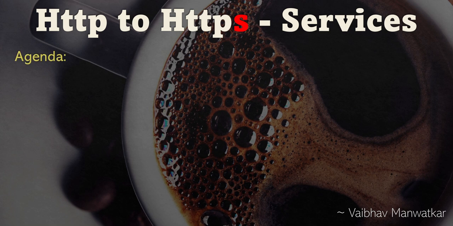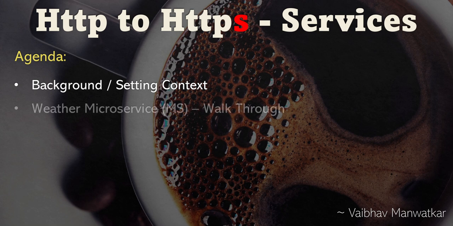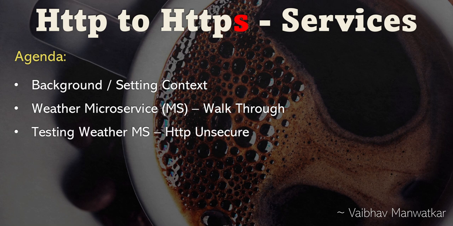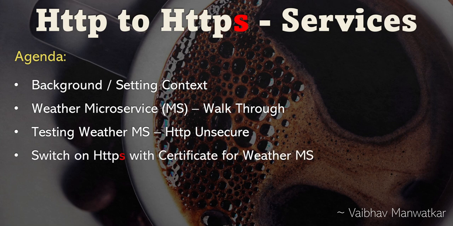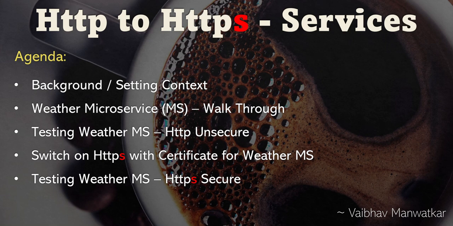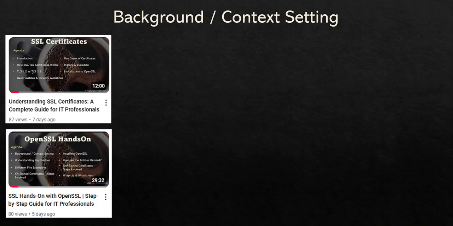So let's go through the agenda. We'll be first understanding what we discussed in the earlier videos. I'll give you a walkthrough of the weather microservice. Post that, we will be checking how to test it on the unsecure HTTP 8080 port. After that, we will be looking into how we can make a service secure using a certificate, and then we will be testing the secured service, right? And finally, we'll conclude with what we learned and what we are looking forward to next.